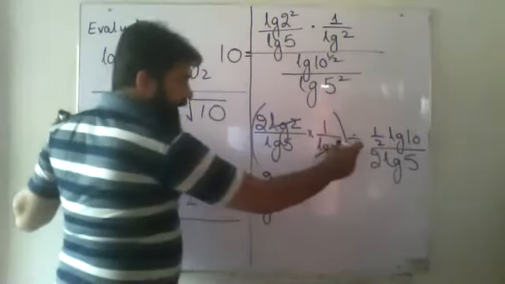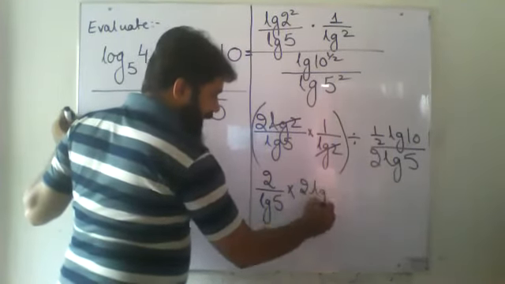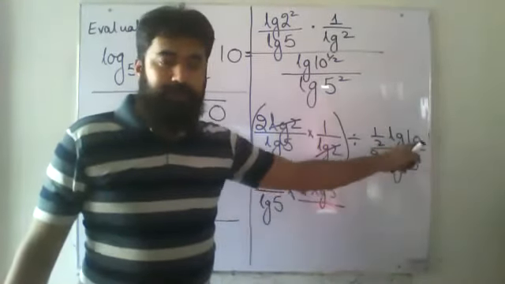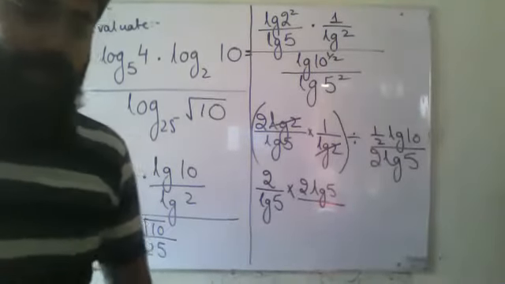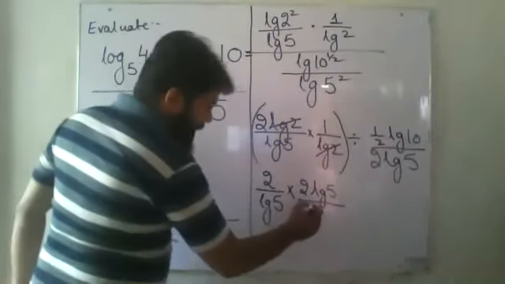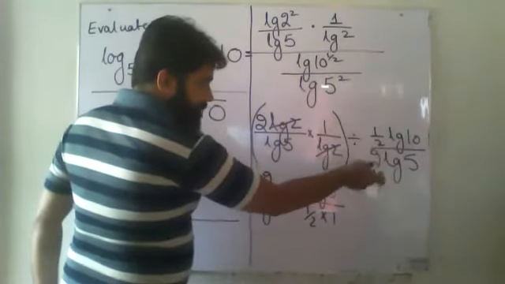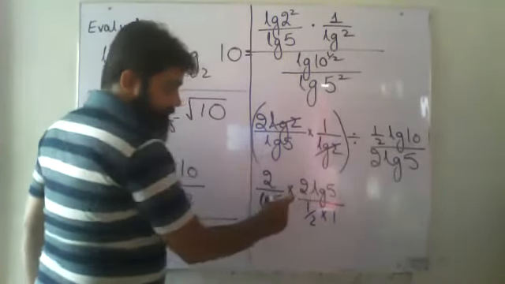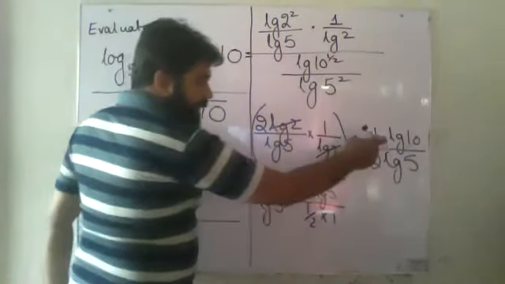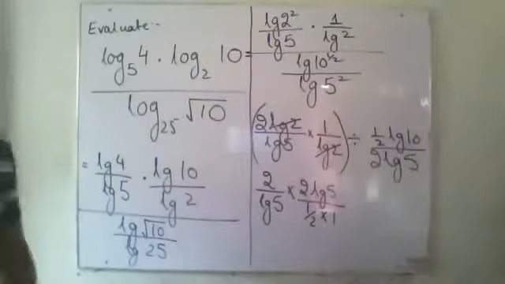After this, divide will be changed into multiply. This will become 2 LG5 over... again, LG10 is given. LG10 means base 10, so this will become 1 and I will be having half multiplied by 1. I have shifted it upside down. I have taken reciprocal because divide is changed into multiply, and 2 LG5 is now my numerator. Half LG10 is my denominator. LG10 will be equal to 1. That's why I've written it in this way.